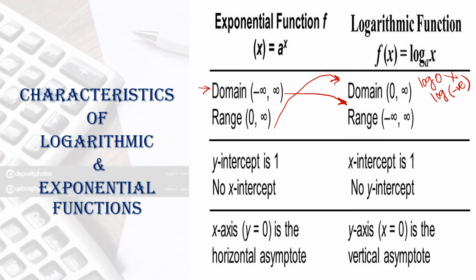Now the y-intercept of the exponential function is at x equals 0, y equals 1. Similarly, for the x-intercept of the logarithmic function, y becomes 0 and the x-intercept is 1. It means that it passes through the point 1 and 0. There is no x-intercept for exponential functions and no y-intercept for logarithmic functions. Now, in exponential functions we get a horizontal asymptote, whereas in logarithmic functions we get a vertical asymptote.